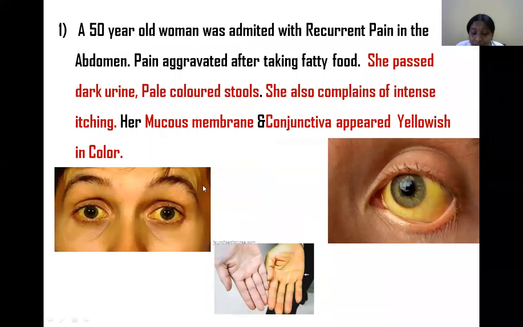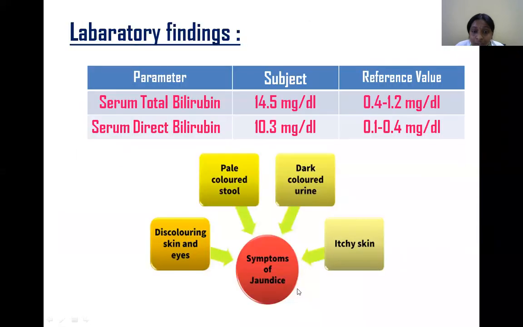Here, the signs and symptoms mainly show that this is jaundice. Jaundice, from the French jaune meaning yellow, is yellow discoloration of the sclera or eyes, skin and mucous membrane, with pale colored stools, dark colored urine, and itchy skin. These are the main signs and symptoms of jaundice. Jaundice is the main characteristic sign of liver disease. Here mainly the bilirubin levels are elevated.